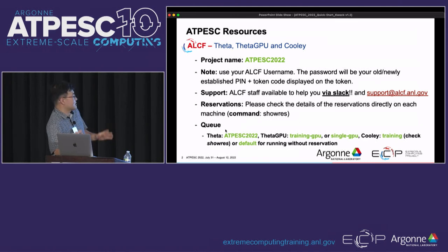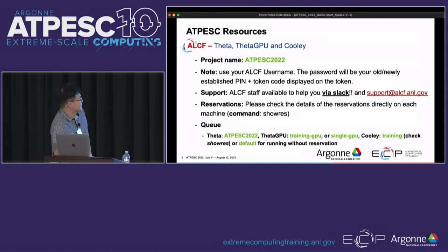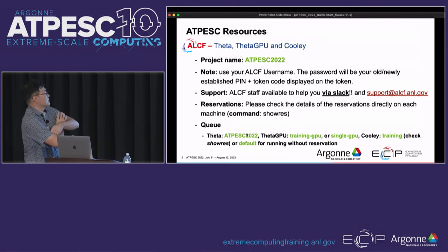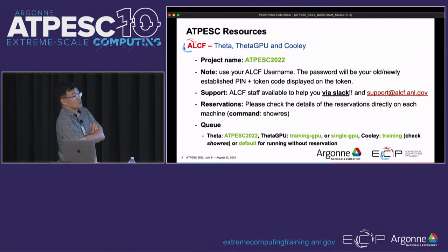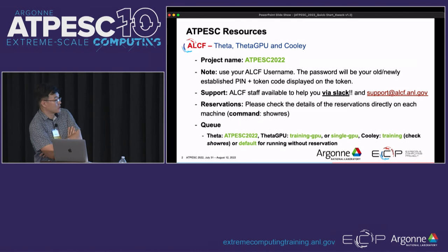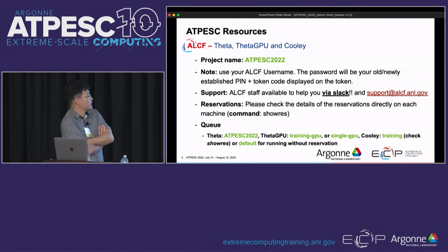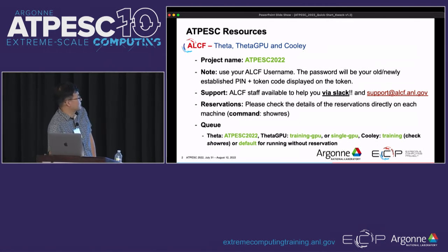And the queue name is confusing, but just this green color shows the queue name. So Theta system ATPESC 22 is the queue name with your reservation. And Theta GPU training dash queue is the reservation for the full node. And you can use the single GPU queue to get one GPU. And the Cooley training is the queue name for the Cooley reservation.